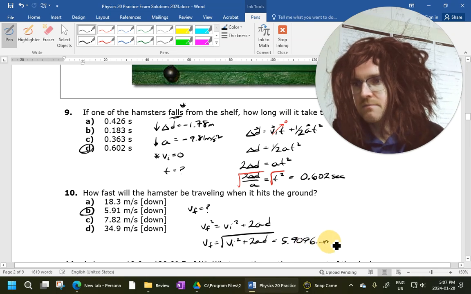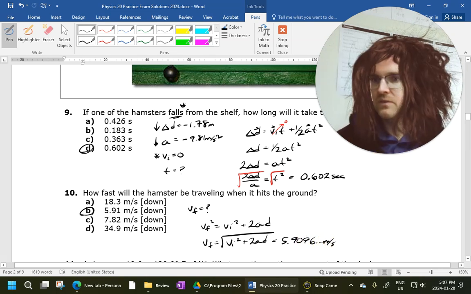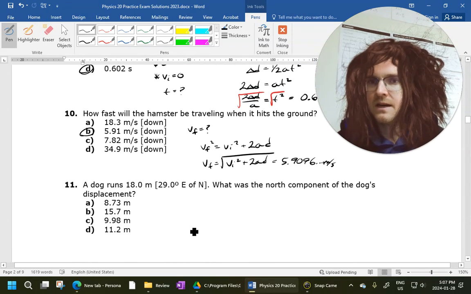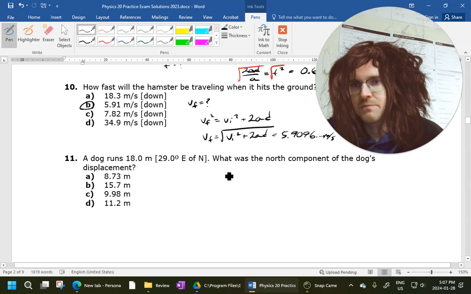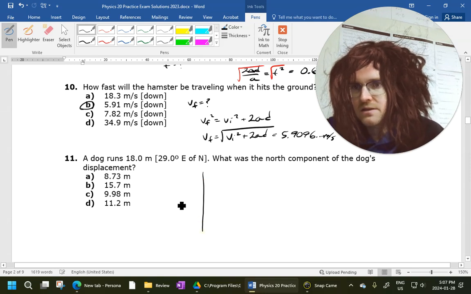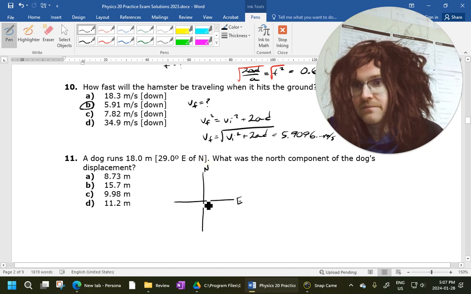5.9096 meters per second. Cool. Dog is running around display. We just have to find out one of its components. So dog runs a certain angle, 29 degrees northeast. So it's somewhere in this quadrant.